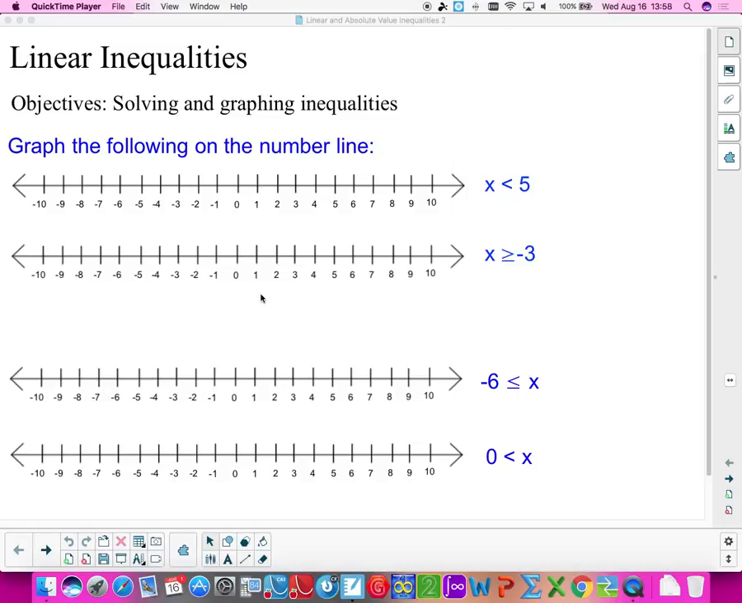The inequality means greater than or less than, or greater than or equal to, less than or equal to. So if I wanted all the numbers that were less than 5, give me a number that is less than 5. 4. What about another number? 3, 2, I heard. 1, 0, negative 7. Everything is less than 5, right? There's a whole lot of numbers less than 5.